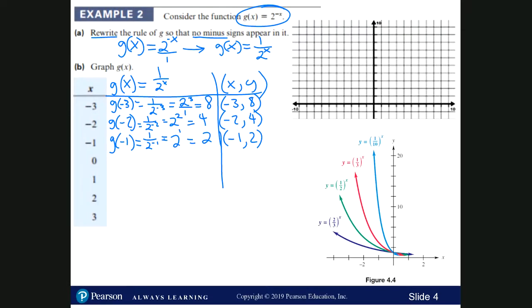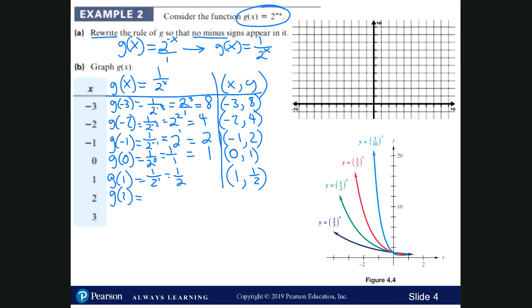Next, x value to substitute is 0. So we got to find 1 over 2 to the power 0. So 2 to the power 0 is equal to 1. So we have 1 over 1, which is equal to 1. And here we have the point 0, 1. Next x value will be g of 1. So 1 over 2 to the power 1, it will be 1 over 2, or just 1/2. So 1, 1/2. Next one, it is g of 2, and so that will be 1 over 2 squared, which will be 1 over 4.